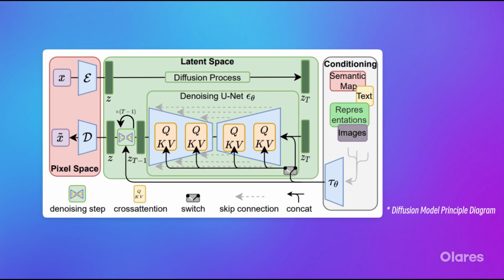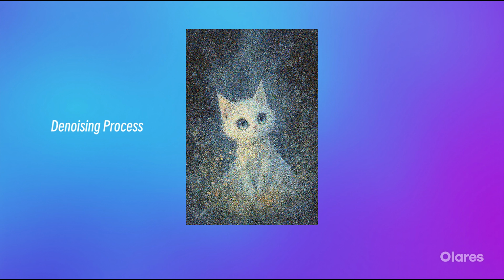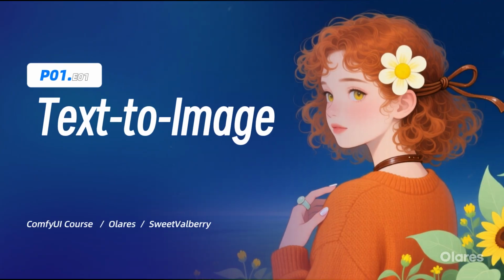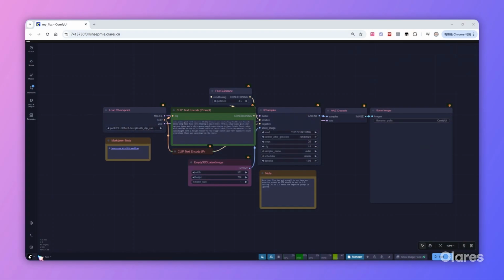When we talk about AIGC image generation, strictly speaking, we're referring to generating images using diffusion models. To put it a bit more technically, this means performing the denoising process of a diffusion model. Starting from a completely unrecognizable pure noise image, the model gradually removes noise step by step until a complete image is formed. Today, let's start by building this process step by step in ComfyUI.